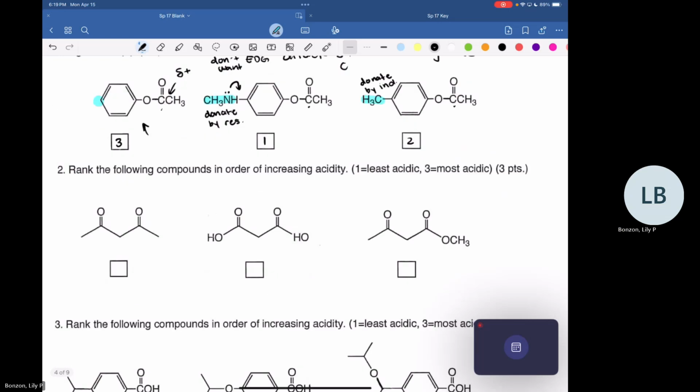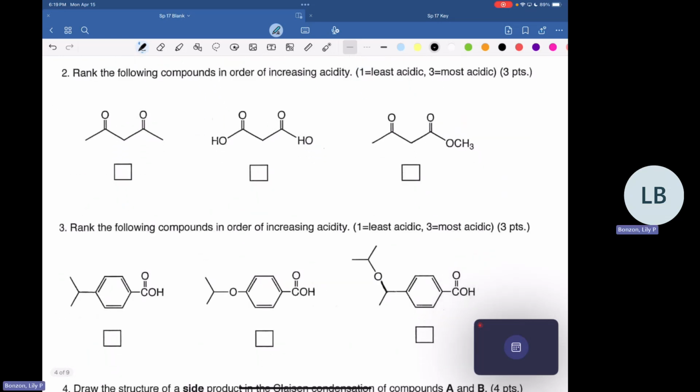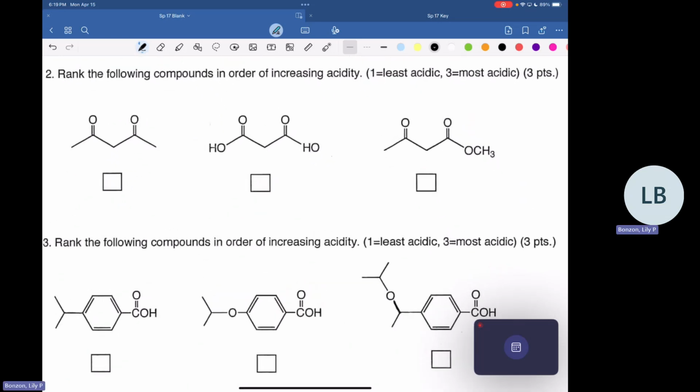Right, increasing acidity. Okay. For acidity, we want to look at the stability of the carbanion, or the anion in general, that forms. So we'll have to identify which atom will form an anion.